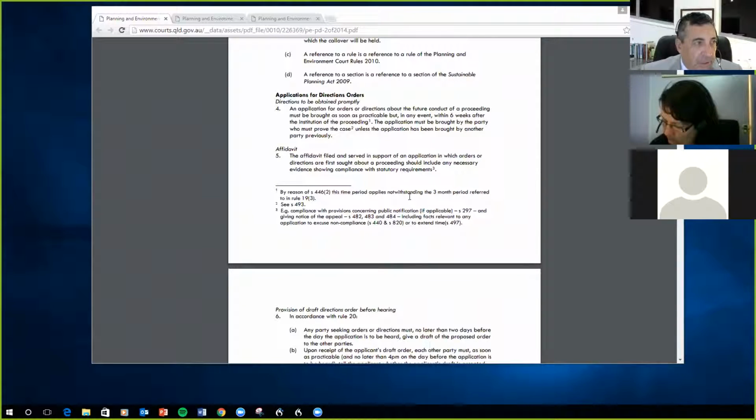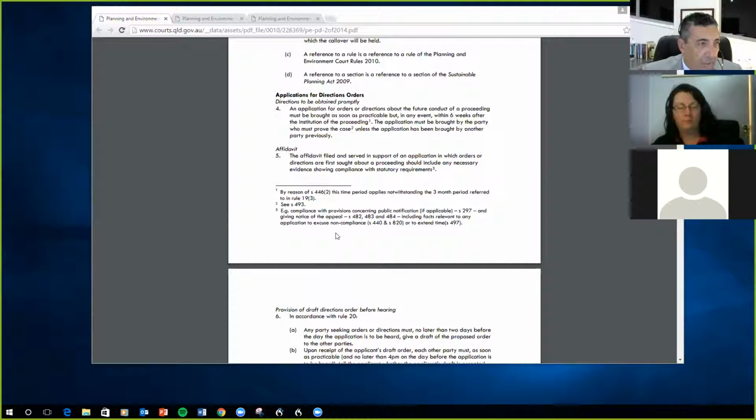Now, directions. You would have noticed in the legislation that there are very strict time limits, and you need to be right on top of this. So those time limits provide that you need to have your proceedings filed within a certain number of days of the original decision, then the directions hearing within a certain event, etc. So it says here that the directions hearing within 6 weeks after the institution of proceedings. And you can have a look at the sections that are referred to in the practice direction.